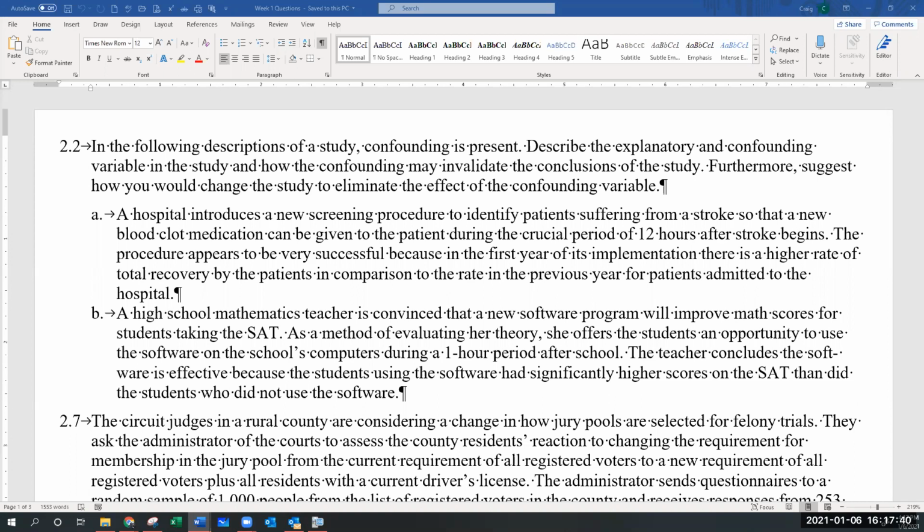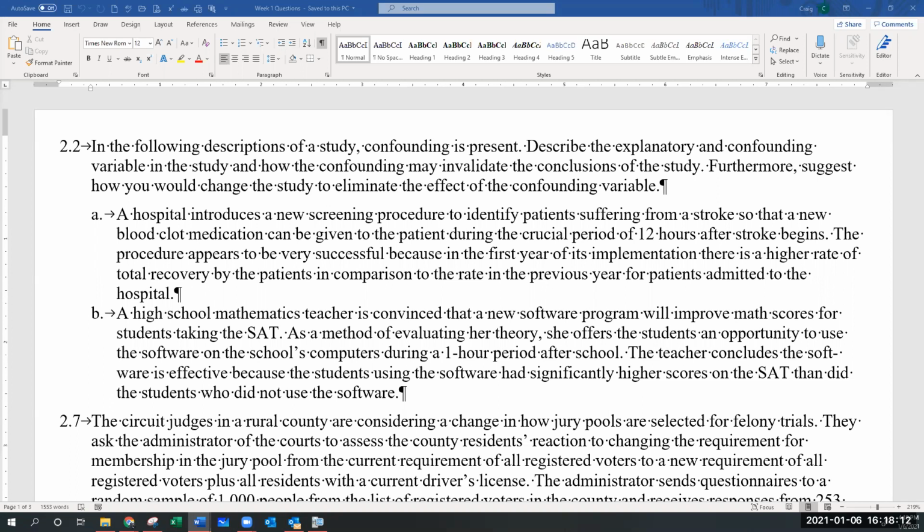They would say, hey, this new procedure seems to work. Okay, so I'm going to claim that the new procedure works. Well, what really is the new procedure? Well, the new procedure is just giving them this blood clot medication. So instead of saying the procedure works, we're going to be specific and say this new blood clot medication works, because technically, according to this description, that's all this new procedure is. It's just giving them this medication. That's it, right? It doesn't list anything else.